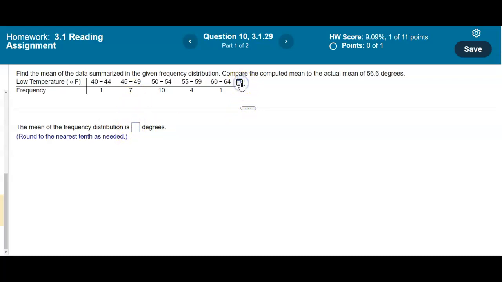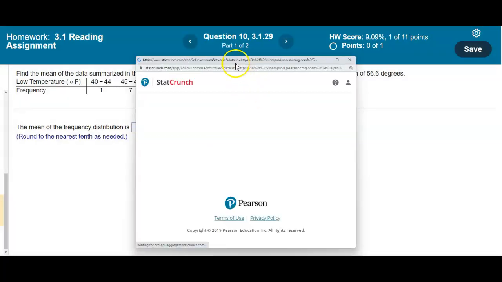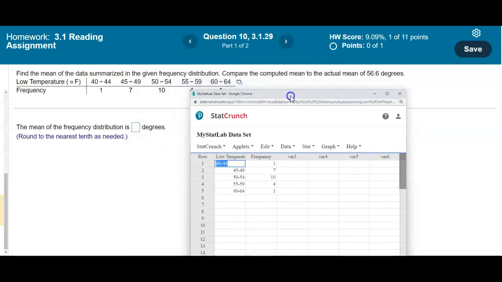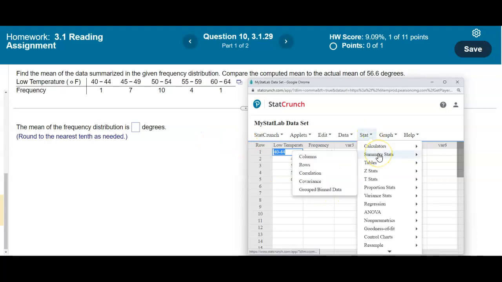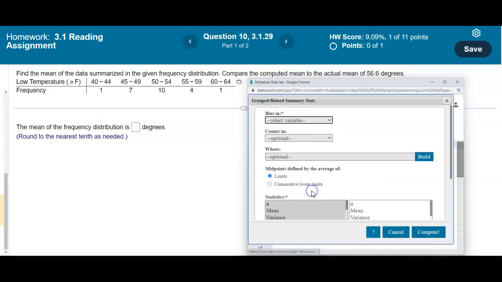So we're going to open this up into StatCrunch. So I'm going to click on here, open this up into StatCrunch. Now, whenever we want to find the mean of a frequency distribution, it's a little bit different than just finding the mean. We also want to make sure we know how to do this by hand, but in these cases, we can use StatCrunch. So we're going to go to Stat, and then we're going to select Summary Stat. But we want to scroll all the way down to where it says Group Binned Data. So we're going to go ahead and select that.